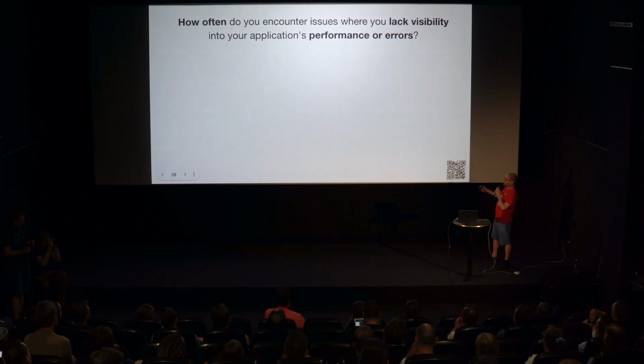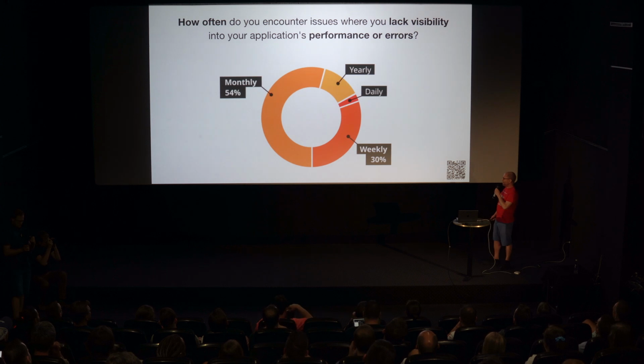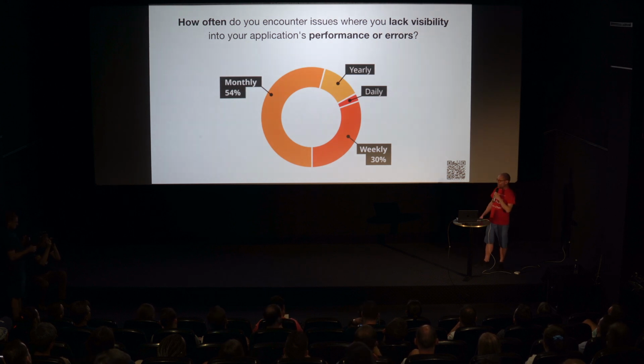So I put out a survey because I wondered, maybe this is just me. And I asked 50 engineers the following question. I'm not going to read it out to you because you're all engineers and you can read. But yeah, basically, the results kind of shocked me. It turns out that 30% of people lack visibility into their app on a weekly basis. That means people are doing what we were doing at least once a week. And 54% of people, it's every month. Wow, okay, so maybe it's not just us.